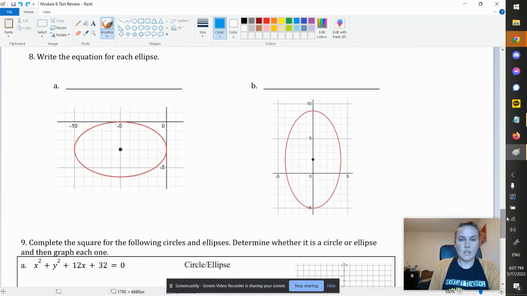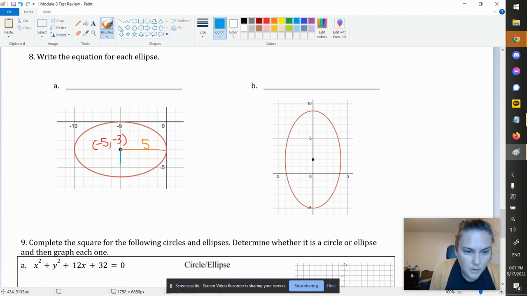Cool. Keep it going. This is the backwards version, right? Where I've given you the center and the major and minor axes, and we are finding the equation. So let's actually write down what these are. The center looks like -5, -3. The x-axis, how far left and right we went, is 5. And how far up and down we went is 3.